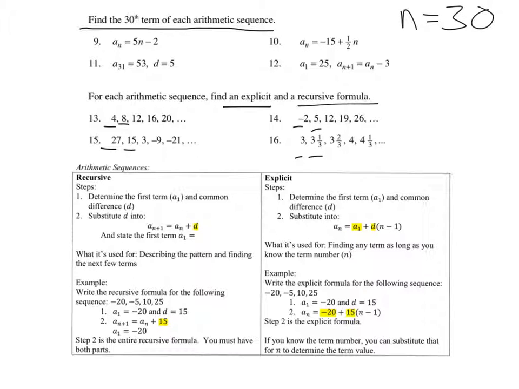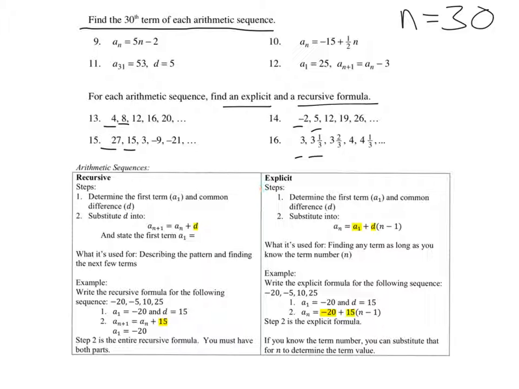I have included a little guide for you when you're writing out your formulas. So make sure that you're looking at both the recursive form and the explicit form. Again, make sure you're finding out the first term and the common difference for the recursive form and just substitute them in. Don't forget, you must include both the recursive formula as well as the initial term.